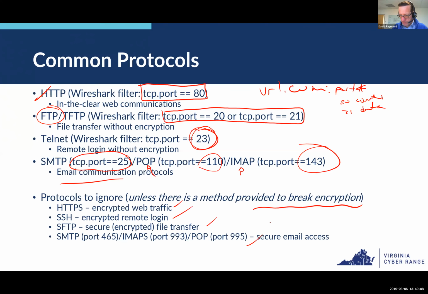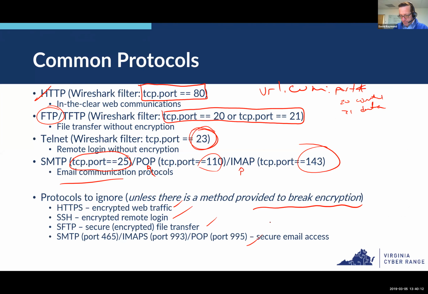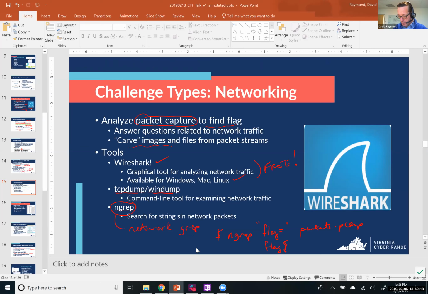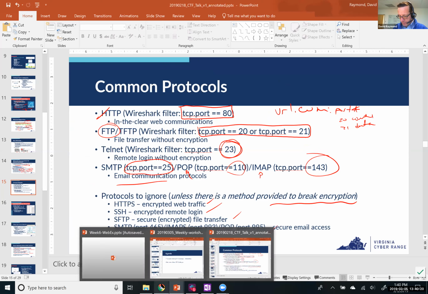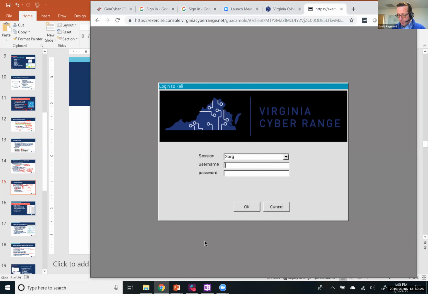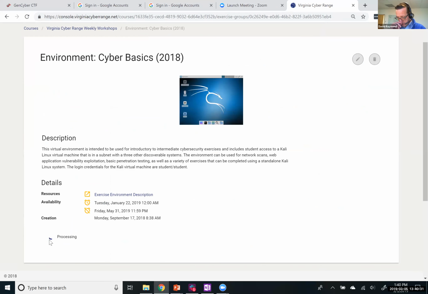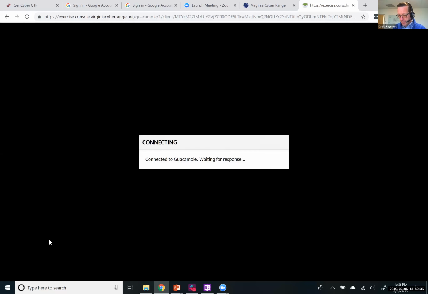Okay, so let's solve some challenges now. So those are the common protocols. What I'm going to do now is go into my Virginia Cyber Range virtual machine. And I'm actually going to full screen this thing. I'm going to click the button again. So I'm logging into my Cyber Basics environment.